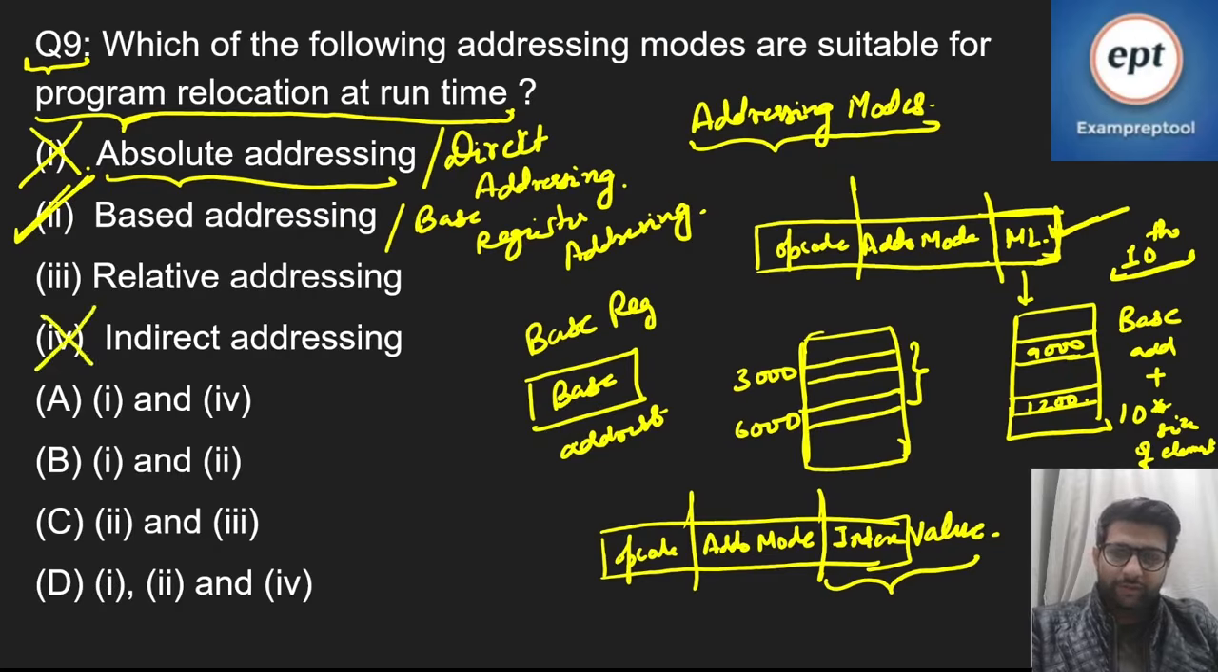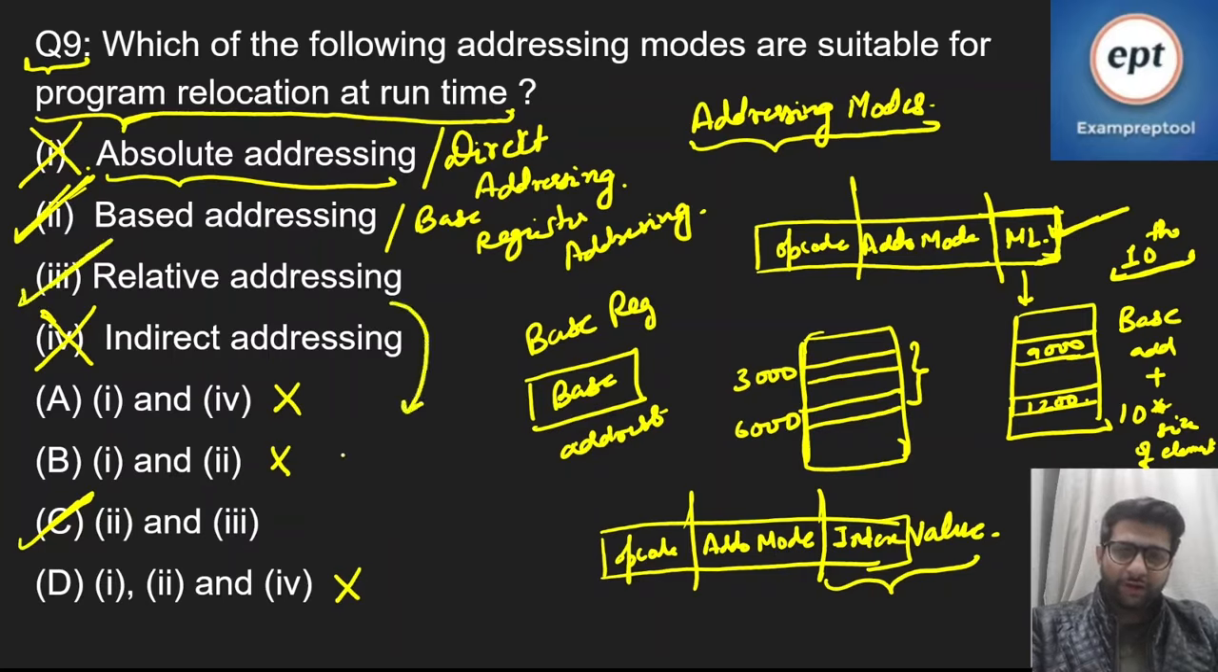So this also does not support program relocation. Now we can get the answer from the options itself. We know that first and fourth cannot be the answer, so these are gone. So the answer will be C. This means that relative addressing also supports program relocation.